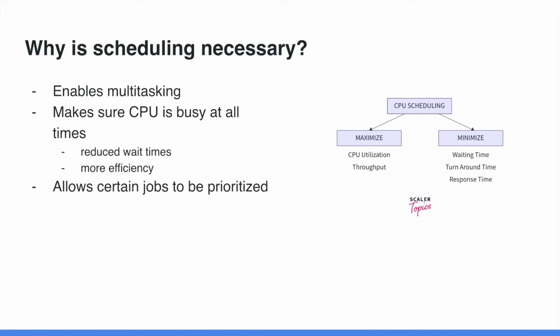Scheduling makes sure that the CPU or CPUs are busy at all times, which essentially leads to reduced waiting times for processes to be executed and more efficiency, which leads to a better user experience because as a user, you don't need to wait for stuff to get done. Scheduling also allows certain jobs to be prioritized so that the system can run more important tasks first.